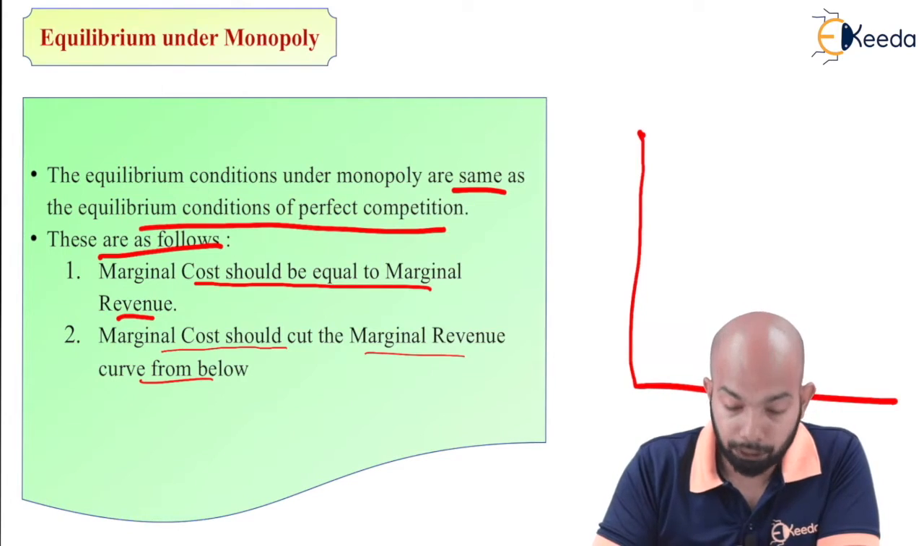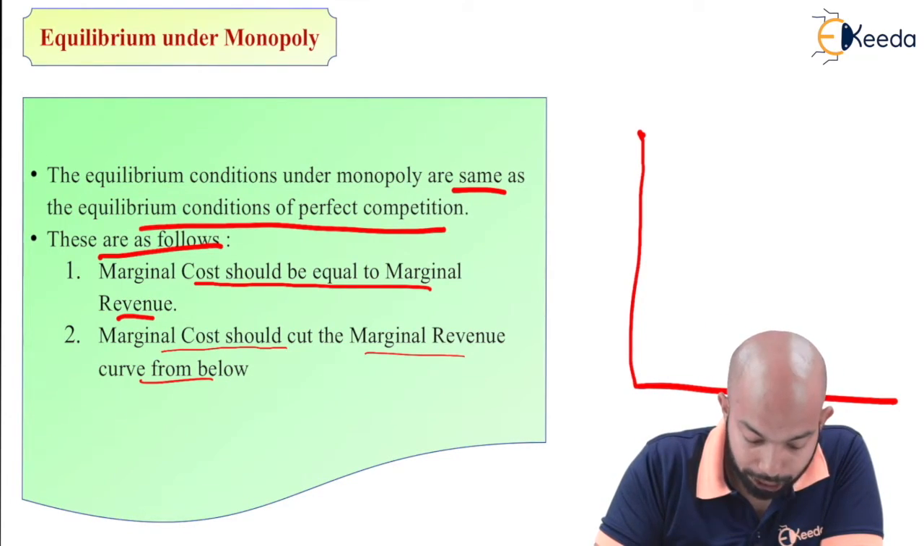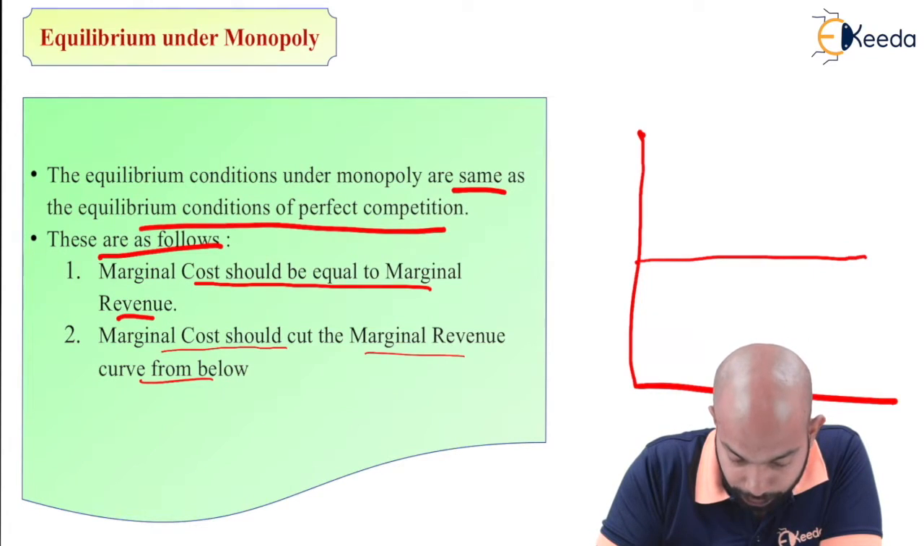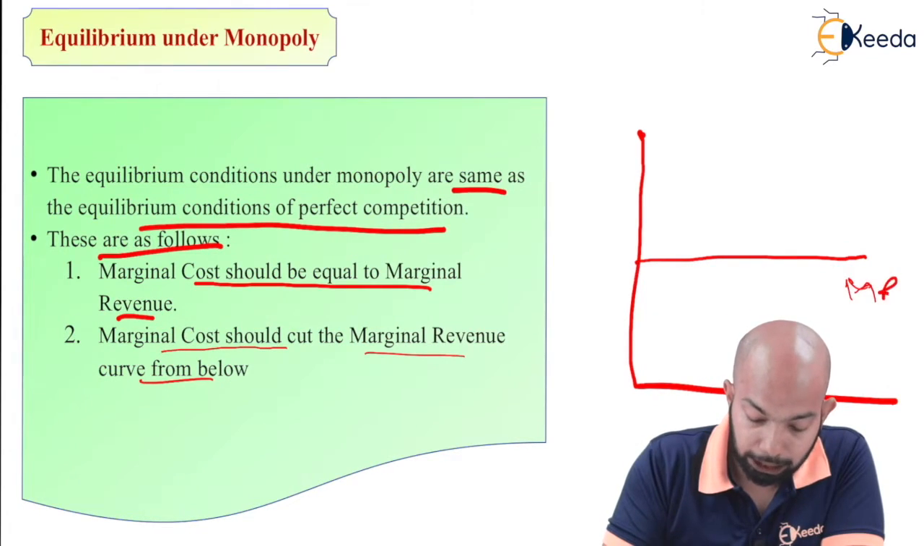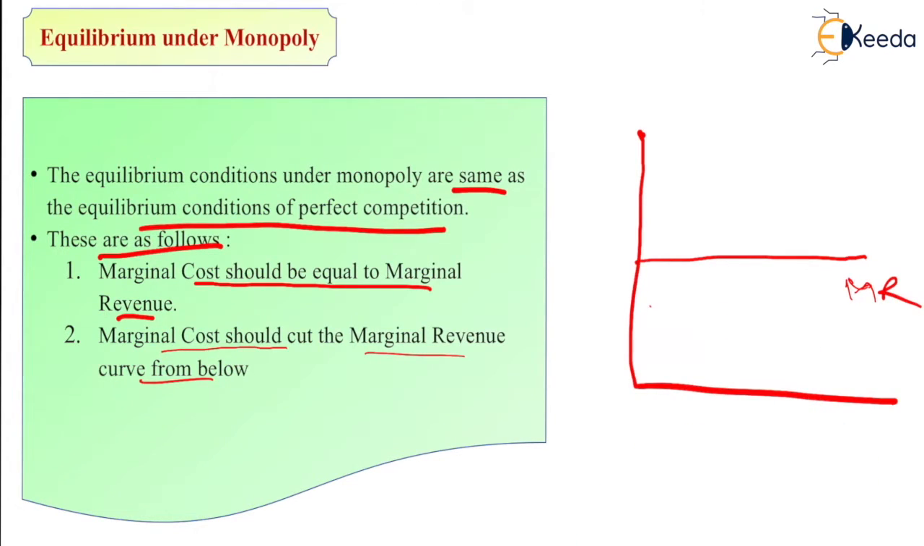So if this is the graph, marginal cost should be equal to marginal revenue. This is what they are saying. So let's take that this is the marginal revenue here. All right, we name it marginal revenue. Now, the marginal cost curve should cut the marginal revenue curve from below, and it should go like this. So this is the equilibrium part.